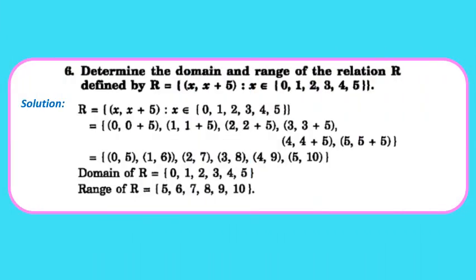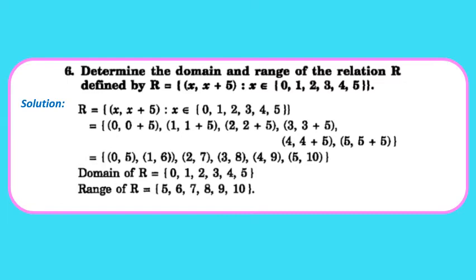Moving to question 6. Determine the domain and range of the relation R defined by R equals the ordered pairs (x, x+5) such that x belongs to the set {0, 1, 2, 3, 4, 5}. Okay, so we have to find the domain and range. Now R is equal to what? (x, x+5) such that x belongs to {0, 1, 2, 3, 4, 5}. So it will be (0, 0+5), (1, 1+5), (2, 2+5), (3, 3+5), (4, 4+5), (5, 5+5).